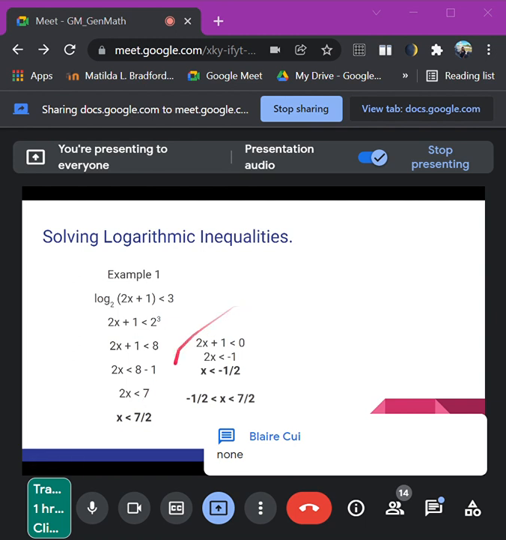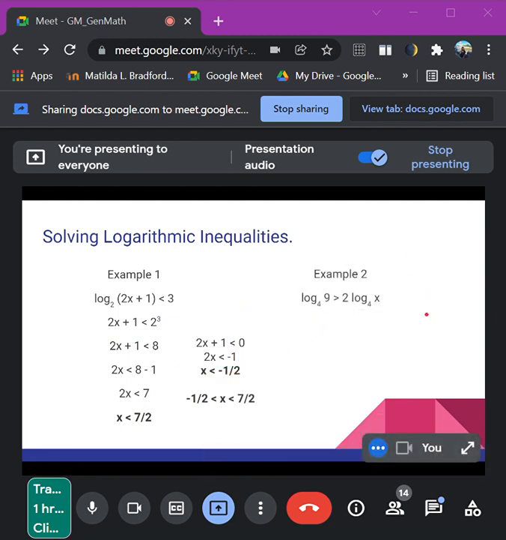Okay, now let's proceed with example number 2. So here we have log of 9 with base 4 greater than 2 log of x with base 4.